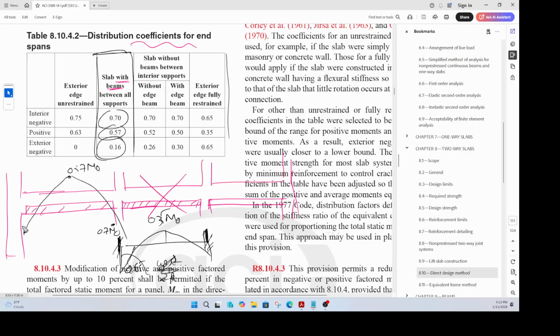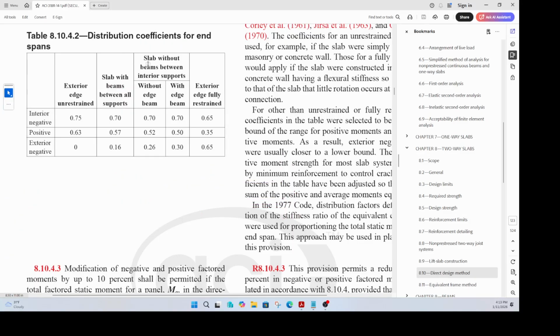So that's how you are bending. This is the negative, this is the positive, this is the negative region. That's how you define your bending moments. Okay. Now the same thing, but let's talk about this particular column here. So that is for slabs without beams between interior supports.